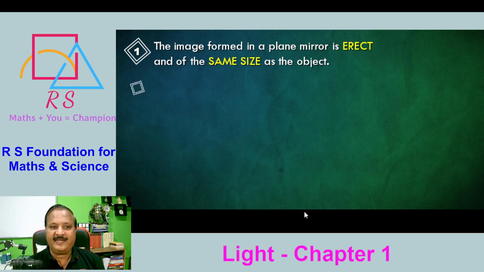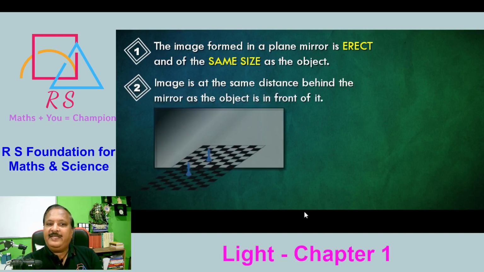So now the second point: the image is at the same distance behind the mirror as the object is in front of it. I will tell you in simple terms, the image distance is equal to the object distance. What is image distance? What is object distance? Suppose you are standing 2 feet in front of the mirror, seeing your face in the mirror from 2 feet. So that 2 feet is the object distance, because your face is the object. The distance between the object and the mirror is the object distance.